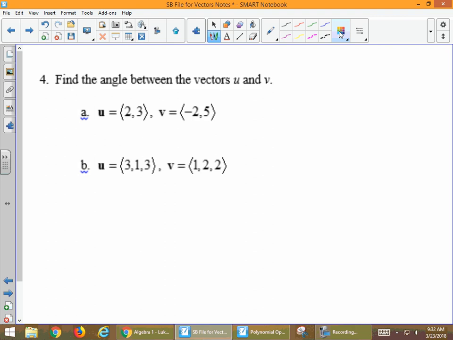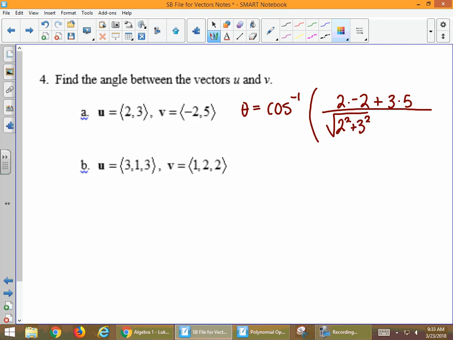Find the angle between the 2 vectors, u and v. I'm just going to do theta equals arc cosine of the dot product. So I'm going to do 2 times -2 plus 3 times 5, all divided by the magnitudes. The magnitude of my first vector is the square root of 2 squared plus 3 squared. The magnitude of my second is the square root of negative 2 squared plus 5 squared.